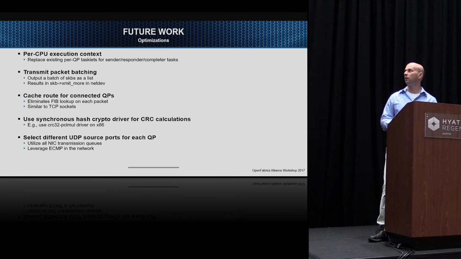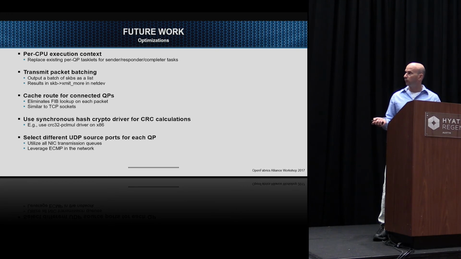What we can do is use a crypto driver. For example, the CRC32 PCLMUL for x86. I think it's basically what's been pushed for ARM. So basically on any x86 server, we can call this driver and do the CRC calculation more rapidly than the current implementation.